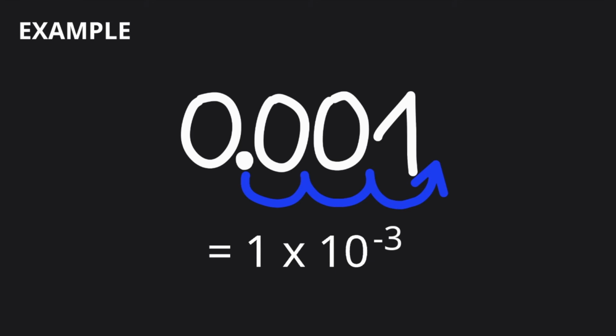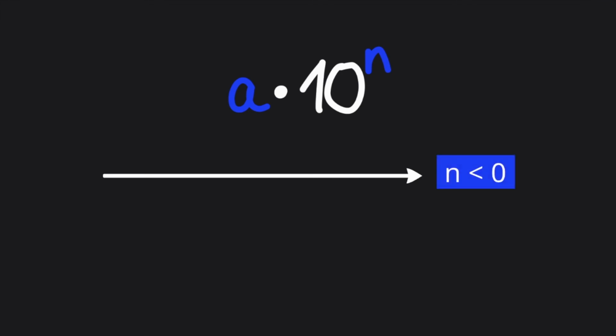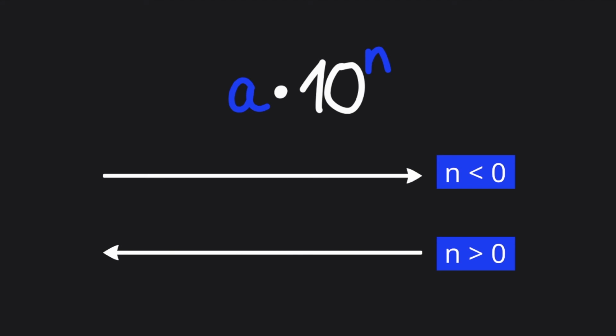Notice that because we now move the decimal point to the right instead of the left, the exponent of the 10 will be a negative number. This means that if you move the decimal point to the right, our exponent n is smaller than 0, and if you move it to the left, n is greater than 0.